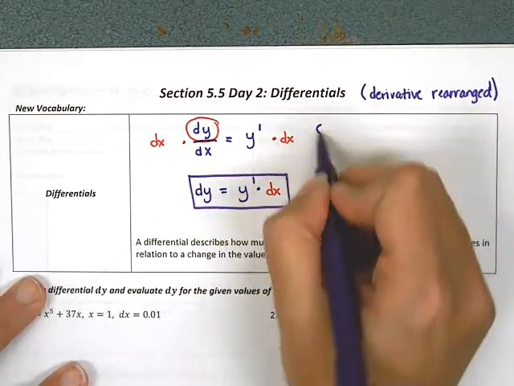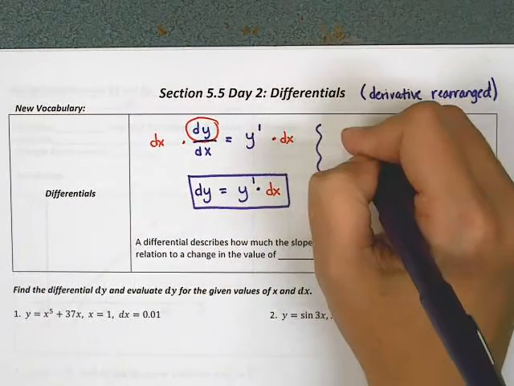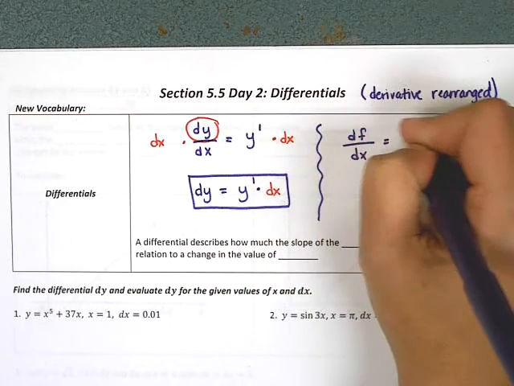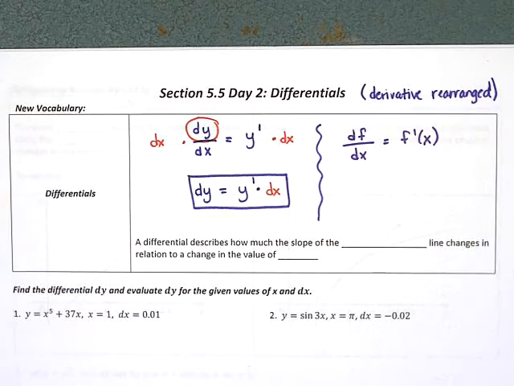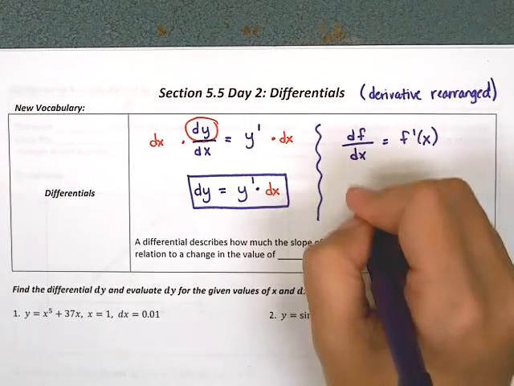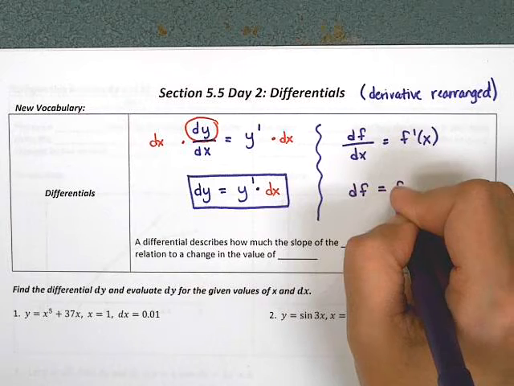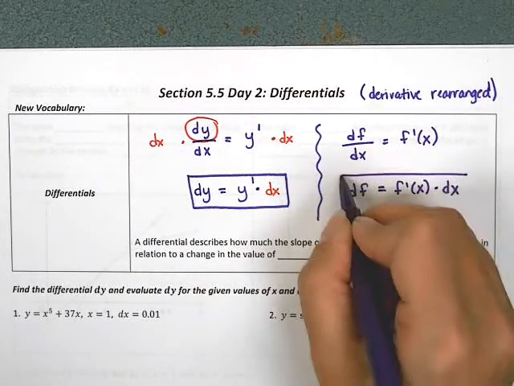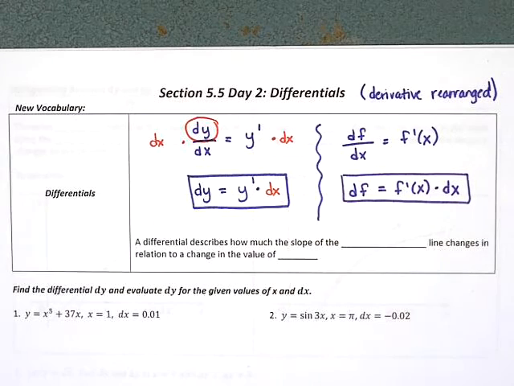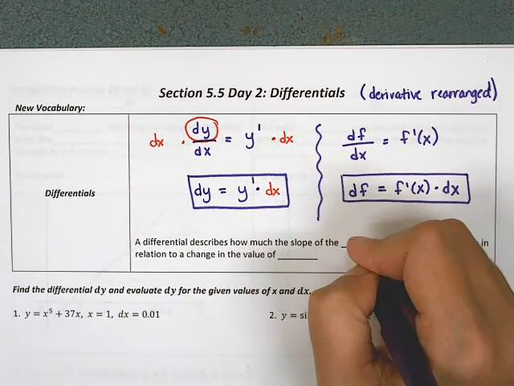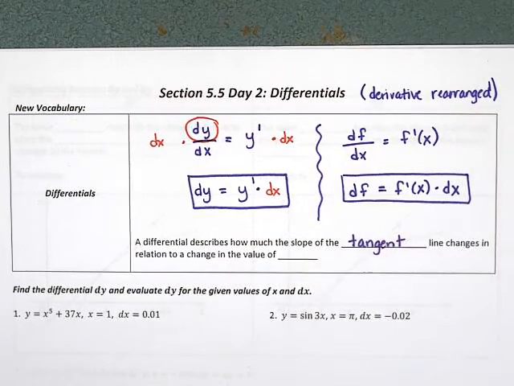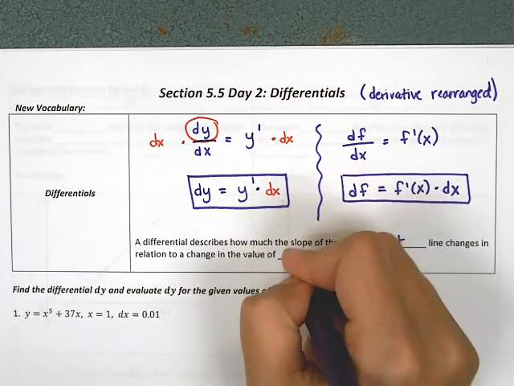This is the formula for calculating a differential. Now, another way that this is sometimes written is like this. df over dx is equal to f prime of x. So if I multiply by the dx again, I get df is f prime times dx. Basically, a differential is describing how much the slope of the tangent line changes in relation to a change in the value of x.